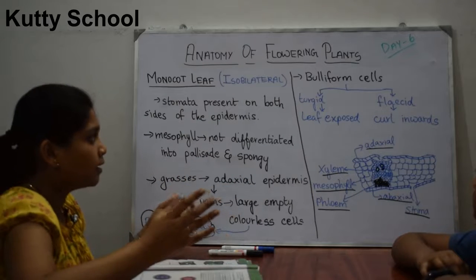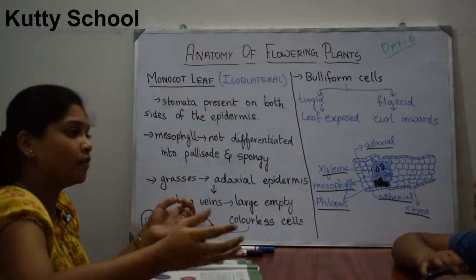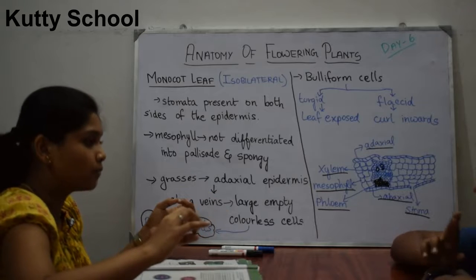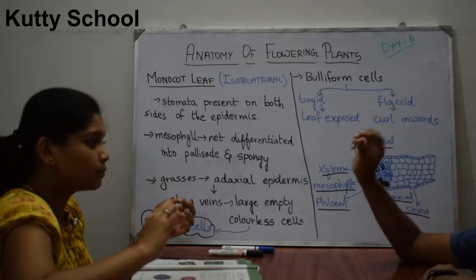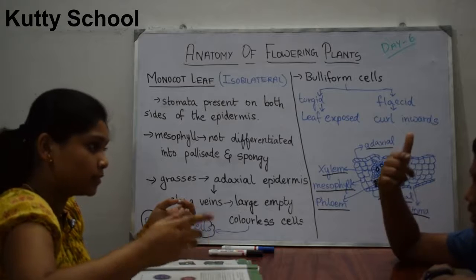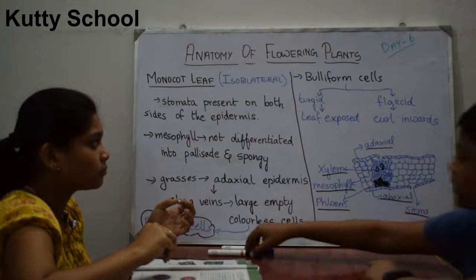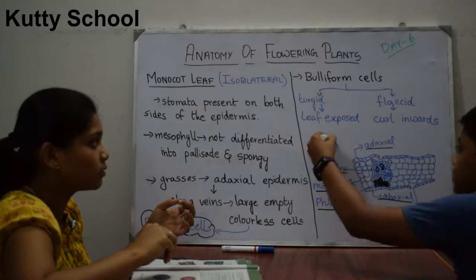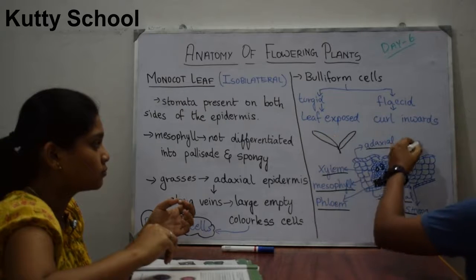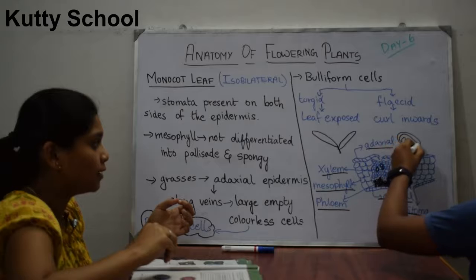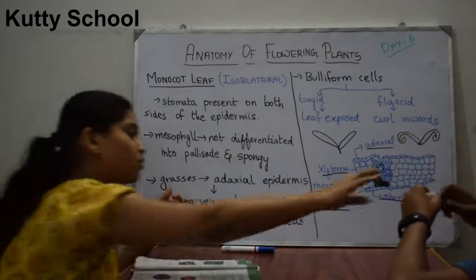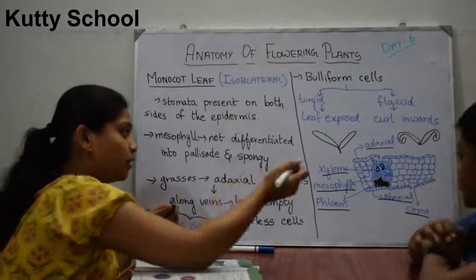If the cells are flaccid, they have very little water or no water. So there are two types: one with more water, and one with very little or no water. When the cells are flaccid, the leaf will be curled, because there is no water. It will be curled inside, and also outside.